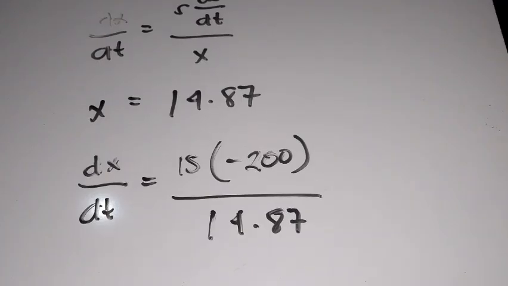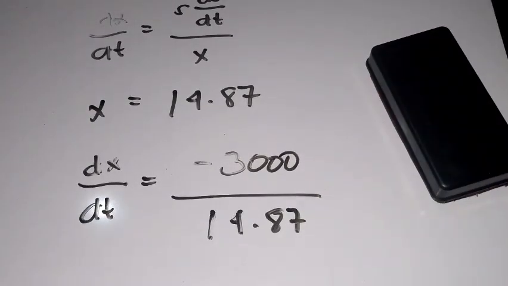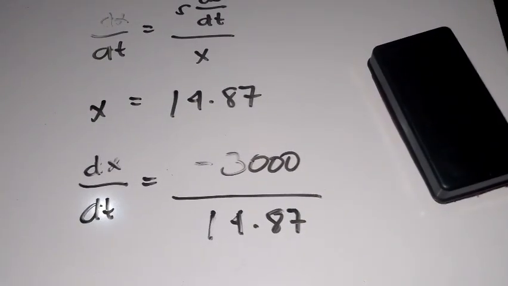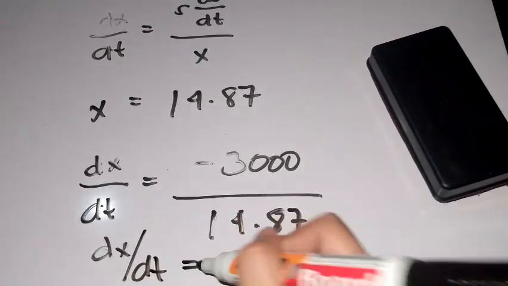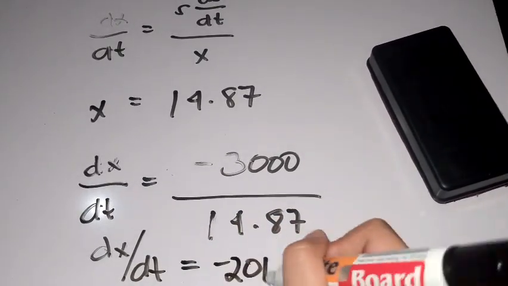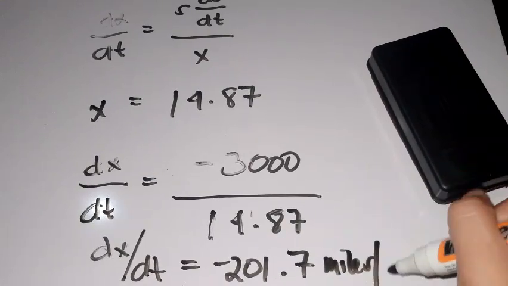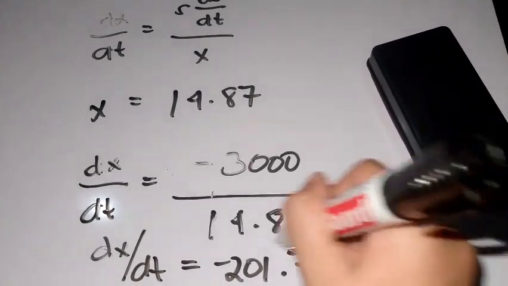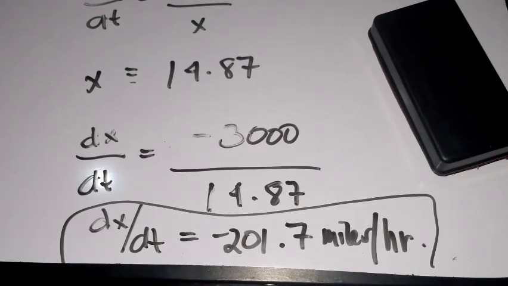Now in order to solve for the speed of the plane, 15 multiplied by negative 200 is negative 3,000. Negative 3,000 divided by 14.87, we now have dx/dt of 201.7 miles per hour. This is now the speed of the plane that is asked in the worded problem.